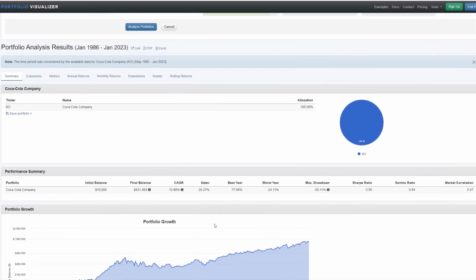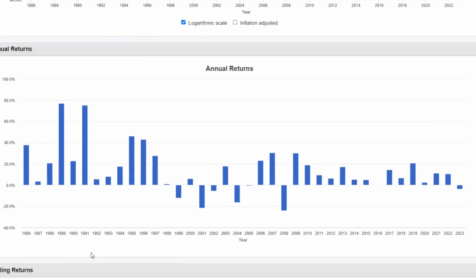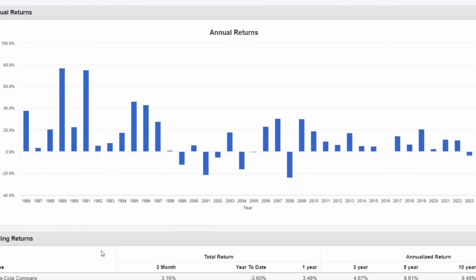I love it. But here, I want to show you a similar chart going back to the mid 1980s, and you can see the number of years that Coca-Cola was in the red versus being in the green. Now, Coca-Cola historically has been more of a defensive stock.